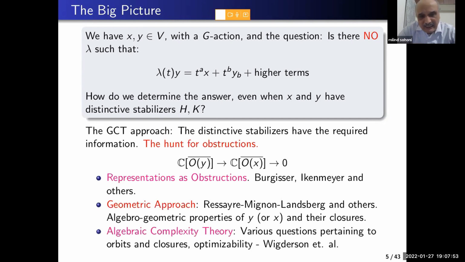So one attack has been to look at representations in these rings as the obstructions, by Bürgisser, Ikenmeyer and others. Then there has also been the geometric approach, where the algebraic and geometric properties of the points y and x matter. For example, if y and x are forms, then the curvature of the hypersurfaces and how they change under taking limits has been one approach. And now a wider class of questions have come up about orbits, closures, the moment map, optimizability and so on, by Wigderson, Vishnoi and so on.